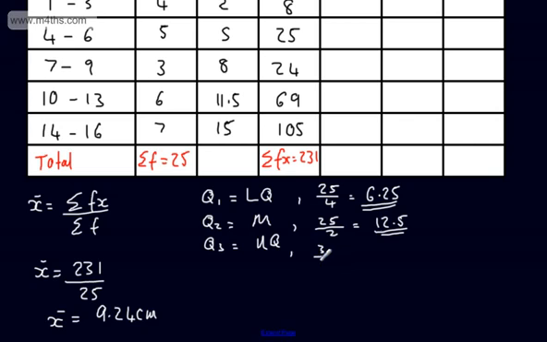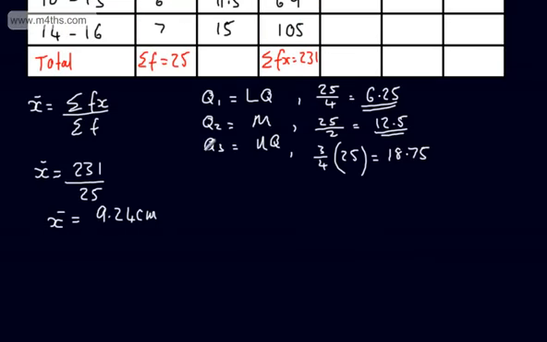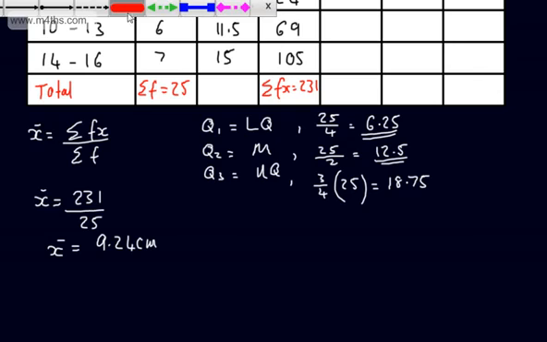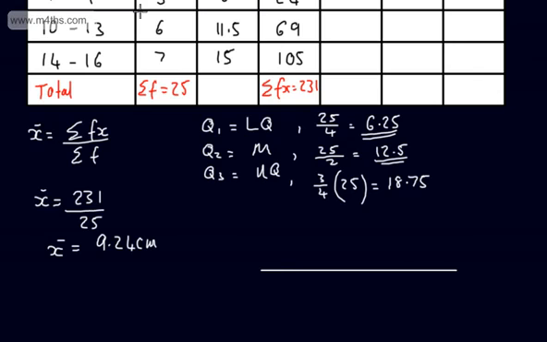Let's write that down. 3 quarters of 25 is just going to be 3 lots of that, which is going to be 18.75. So let's go ahead and find an estimate for each of these. So what we're going to do is the following. Let's just draw these lines. You certainly don't need to draw the lines, but it might help you out.